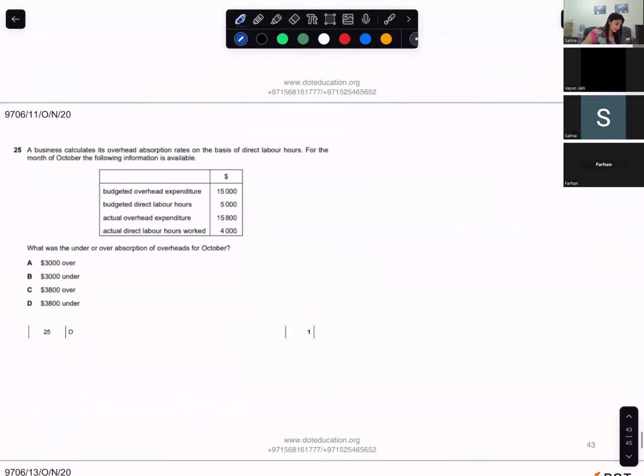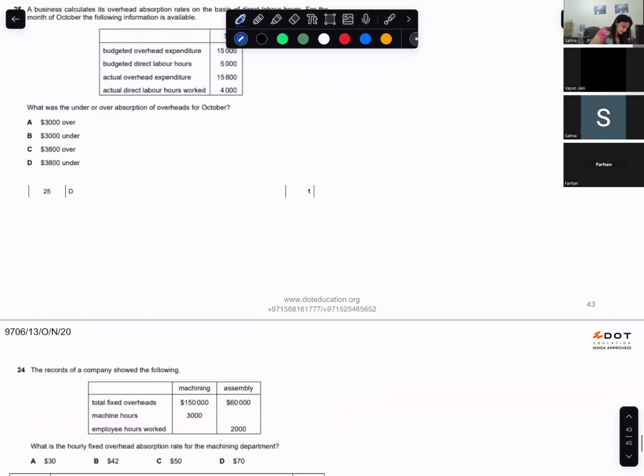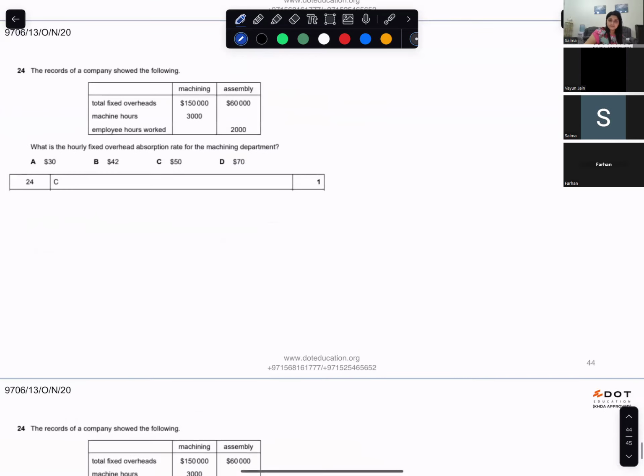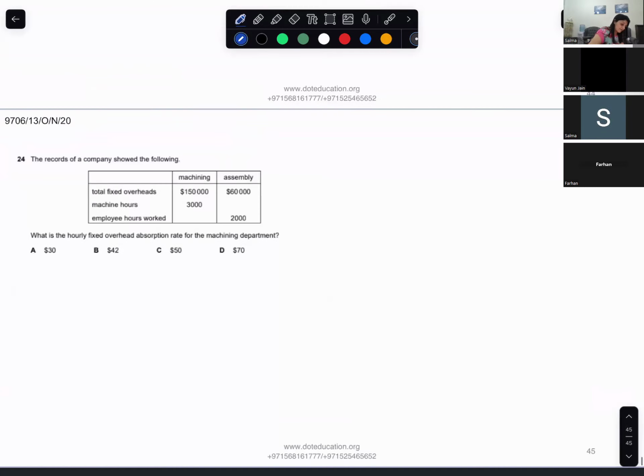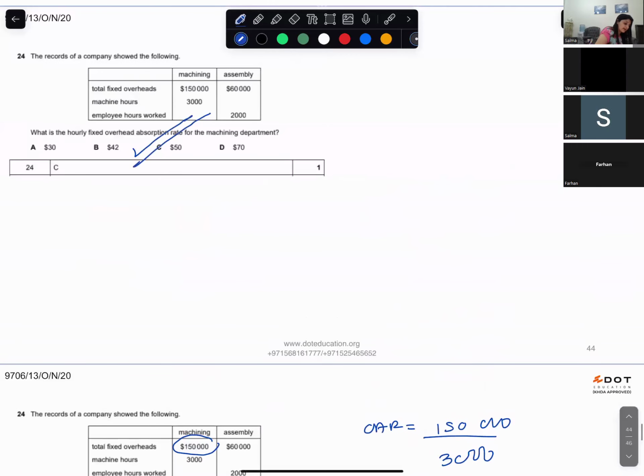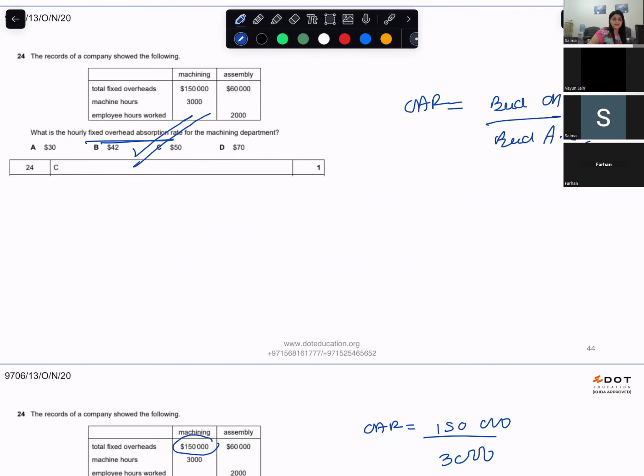Yes, miss. Come on. You want to calculate the machining department's fully fixed overhead absorption rate. The last sum, hourly fixed overhead absorption rate. So OAR, miss, budgeted overhead 150,000 divided by 3,000. You get 50. Then you have to multiply. That's it. How do you calculate OAR? Budgeted overheads divided by budgeted activity level. So we've completed the OAR PPT also.